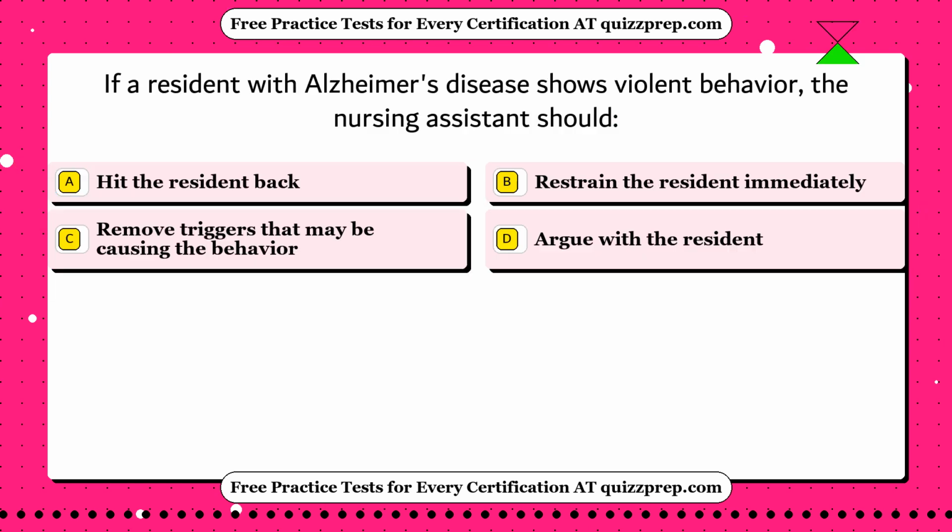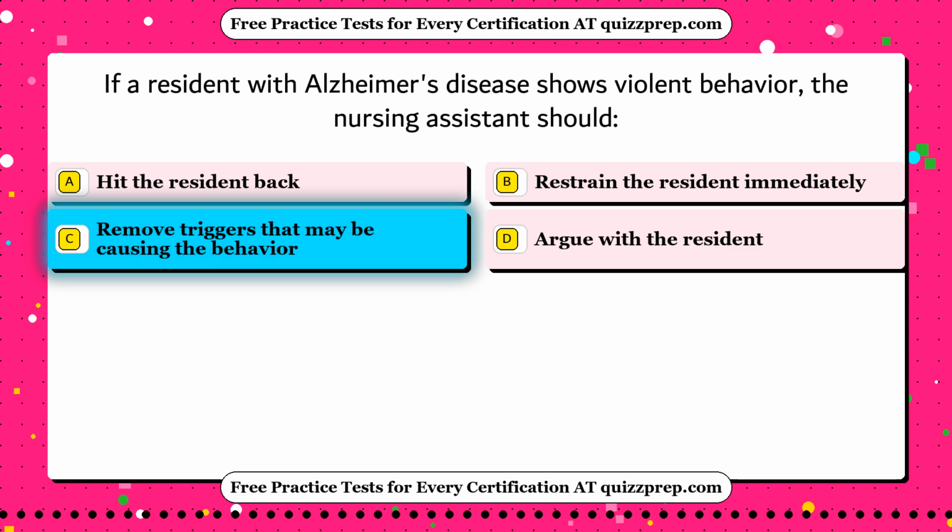Question 62. If a resident with Alzheimer's disease shows violent behavior, the nursing assistant should: Option A. Hit the resident back. Option B. Restrain the resident immediately. Option C. Remove triggers that may be causing the behavior. Option D. Argue with the resident.